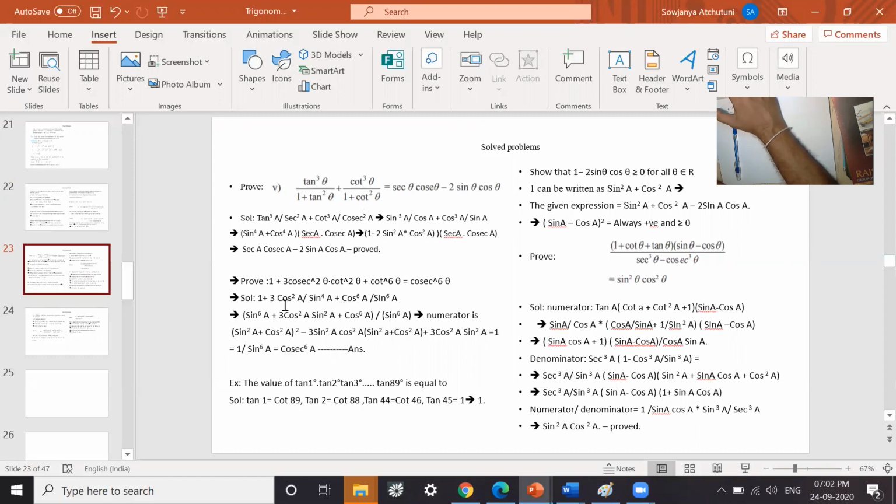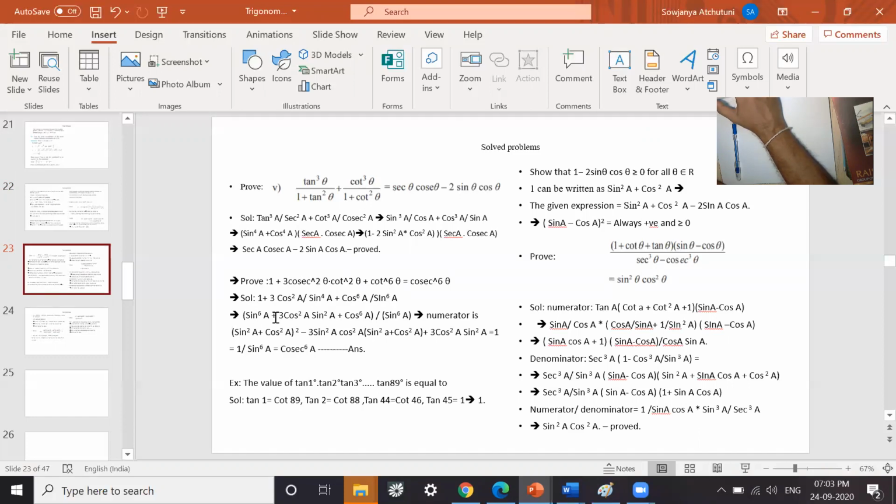So let us prove this one. 1 + 3 cosec²θ cot²θ + cot⁶θ is cosec⁶θ. We have to prove. So 1 + 3 cosec²θ cot²θ: cosec²θ means 1 by sin², and cot²θ means cos² by sin². So cos² by sin² into 1 by sin², that is 1 + 3 cos²θ/sin⁴θ + cos⁶θ by sin⁶θ. When we do the LCM, this becomes (sin⁶θ + 3 cos²θ sin²θ + cos⁶θ) divided by sin⁶θ.